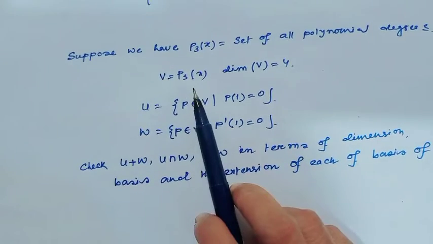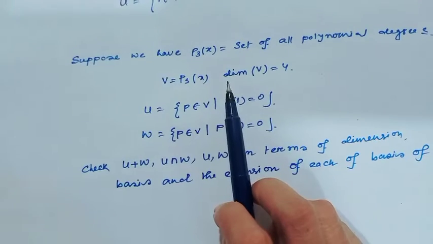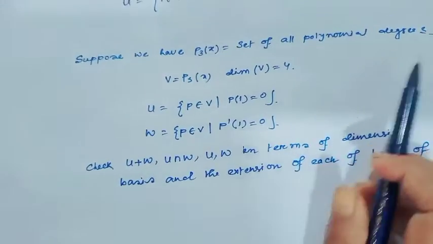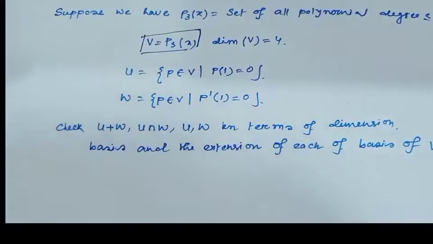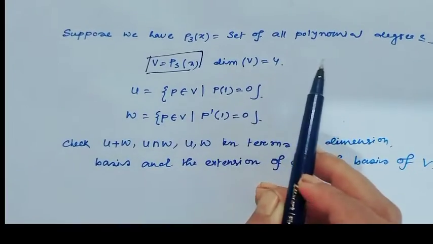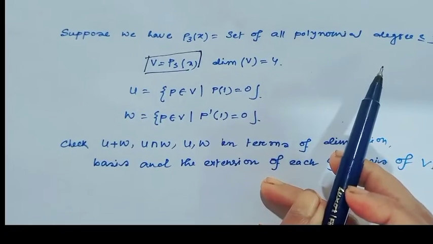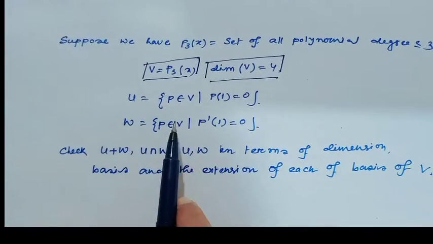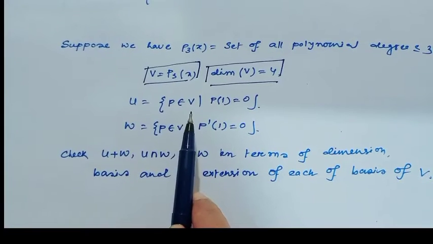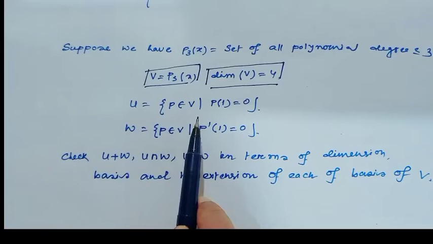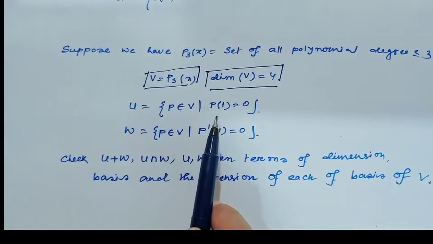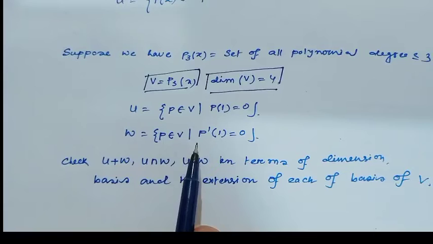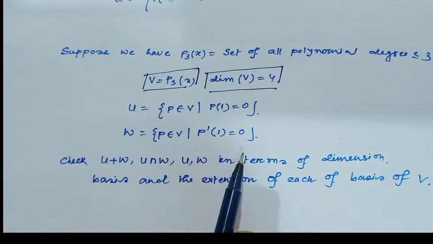The example is, suppose we have a vector space P3(x), where obviously P3(x) means the set of all polynomials whose degree is less than or equal to 3, and that means obviously the dimension of this vector space would be 4. Now consider one subspace U: polynomial p belongs to the vector space such that p(1) equal to 0. And consider another subspace W such that polynomial p belongs to the vector space and p'(1) equal to 0.